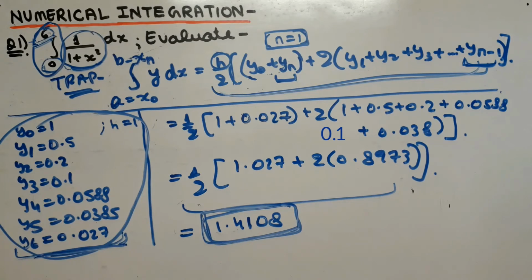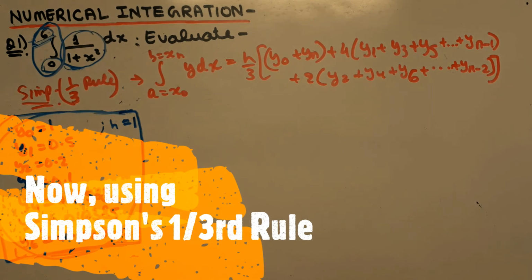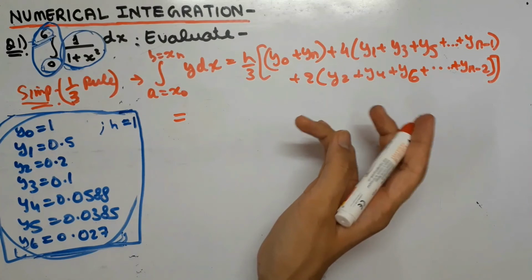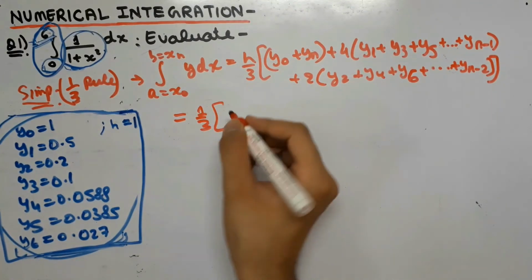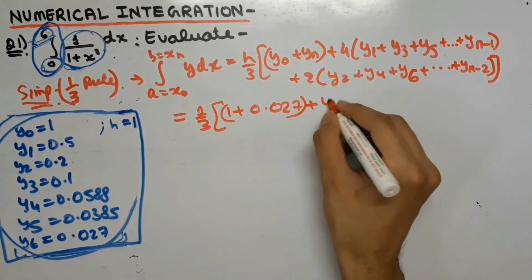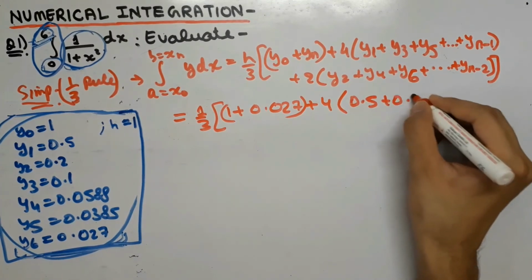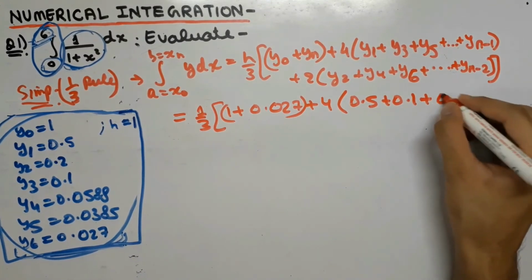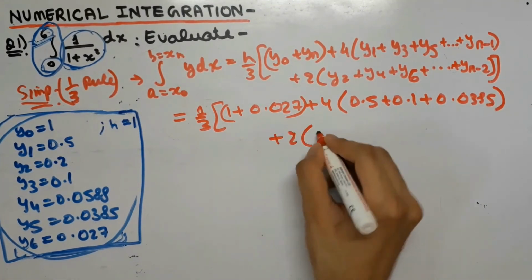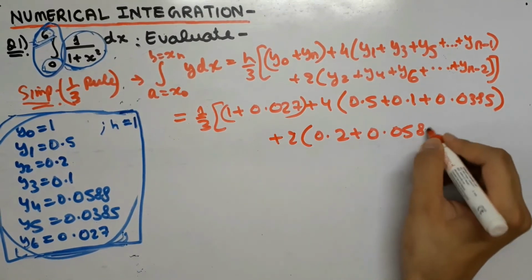Now we are going to do Simpson's 1/3 rule. We will solve this integral for Simpson's 1/3 rule. That is, we are going to simply put the values of h, y1, y2 and y3 over here. That is 1 by 3 into 1 plus 0.027 plus 4 into y1, that is 0.5, plus y3, 0.1, plus y5, that is 0.0385, and then 2 into y2, that is 0.2, plus 0.0588.